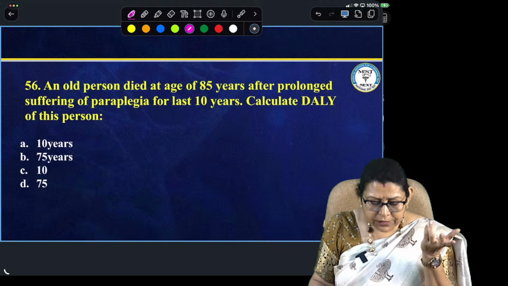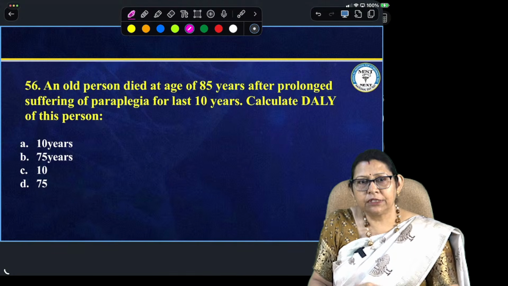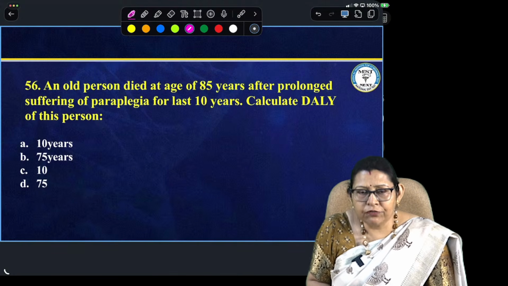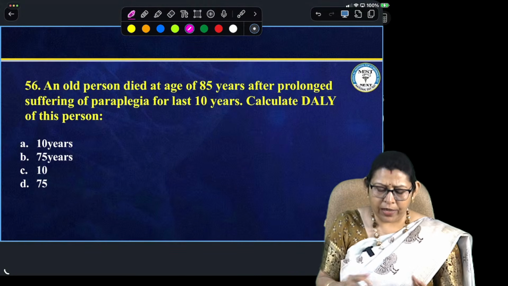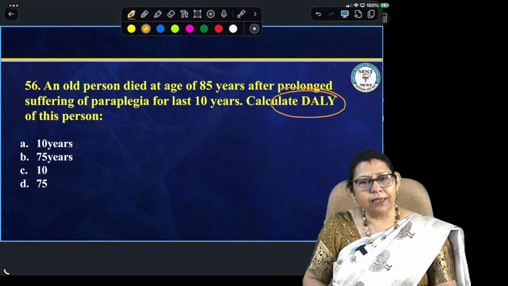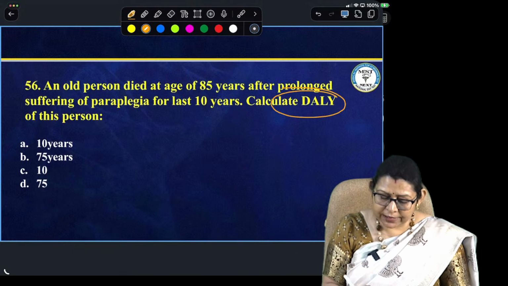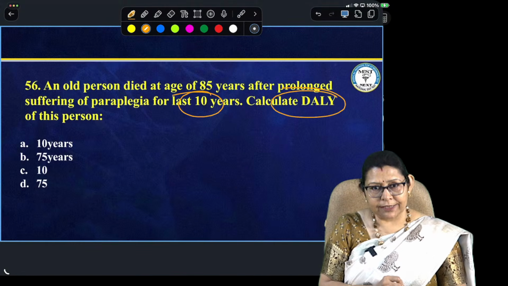Calculate the DALI for the person. An old person died at the age of 85 years after the prolonged suffering of paraplegia for the last 10 years. Calculate the DALI. Again, a concept based question. What is the DALI? Disability adjusted life years. The years lived in the disability. How many years he lived in the disability for? 10 years.